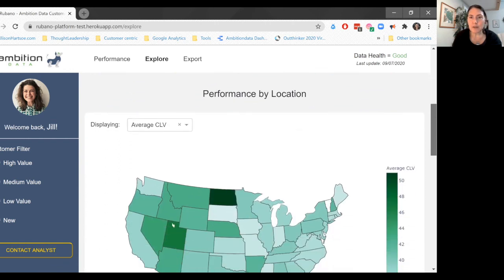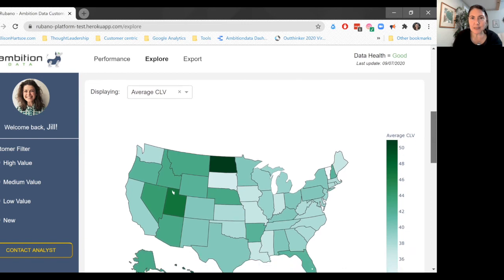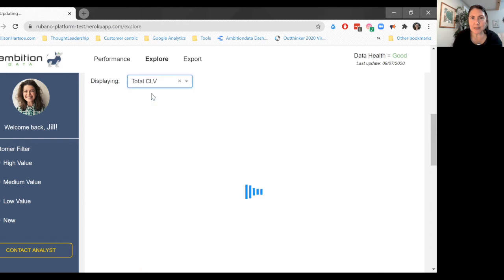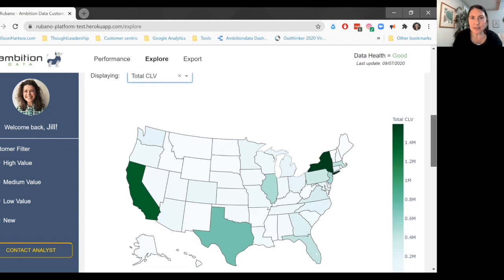If we scroll down a little bit, we can see the performance by location. And one of the interesting stories here has to do with the average CLV versus the total CLV. Look how that story changes. It's just hugely different.